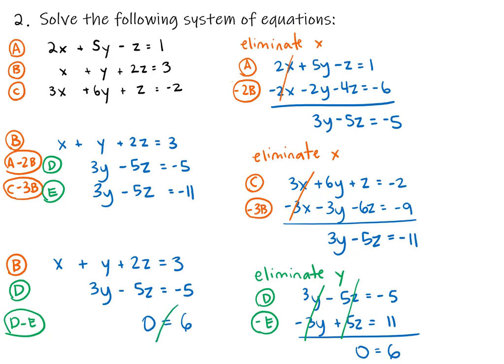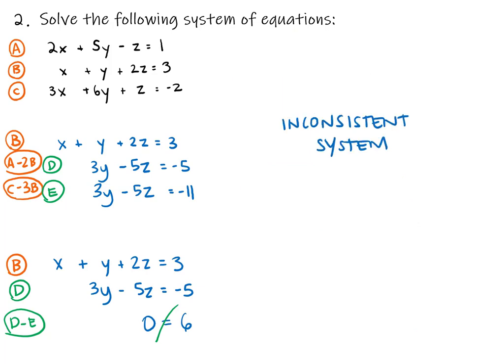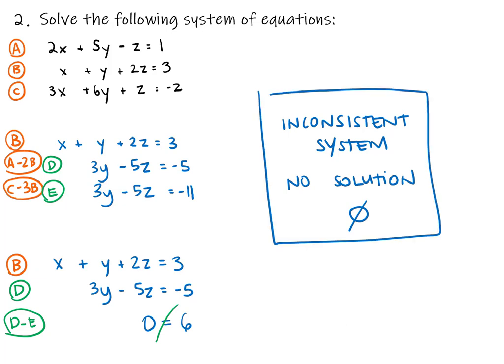So this ends up being an inconsistent system. In other words, there's nothing we can do to make 0 equal to 6. So there's no solution. And remember that the way we write no solution is a 0 with a line through it. If instead we got something that was true, such as 0 is equal to 0, then that would be a consistent dependent system of equations, and that would have an infinite number of solutions. But when we get something that's not true, like 0 is equal to 6, then it's an inconsistent system, and there is no solution.